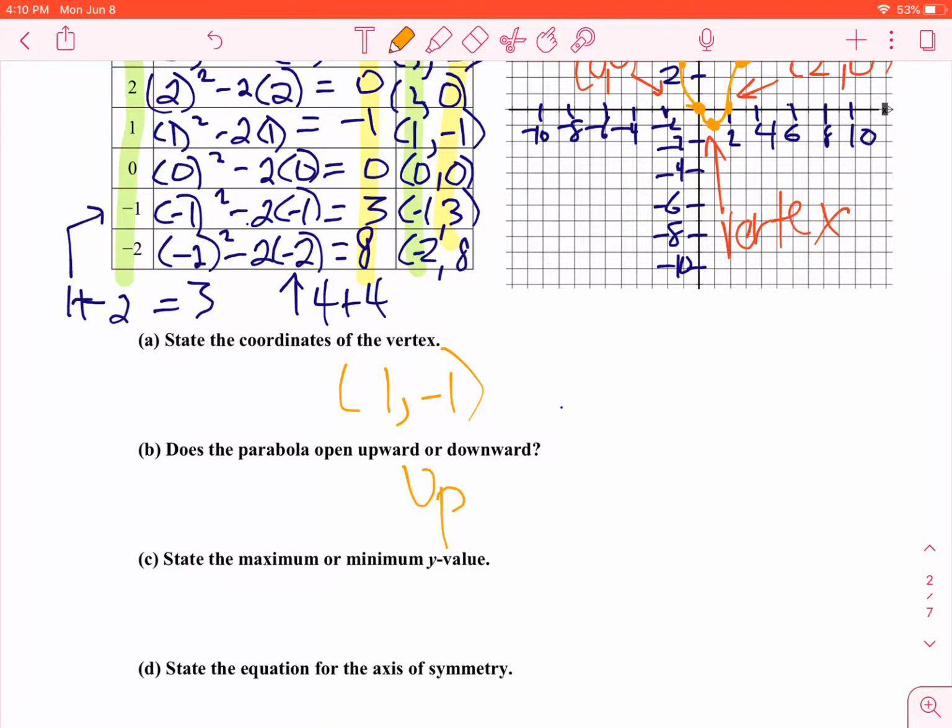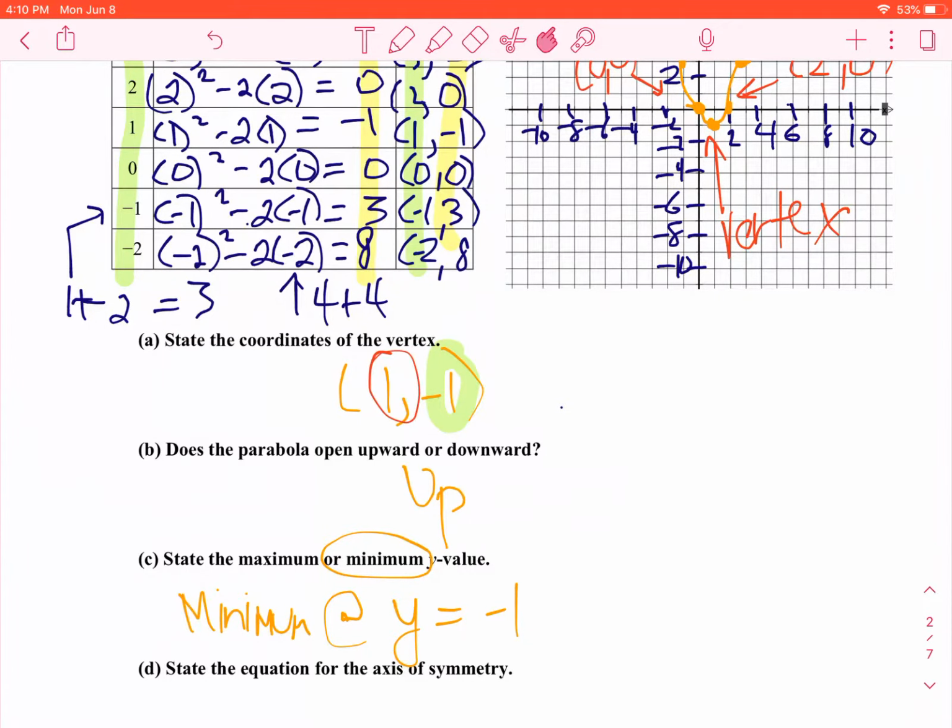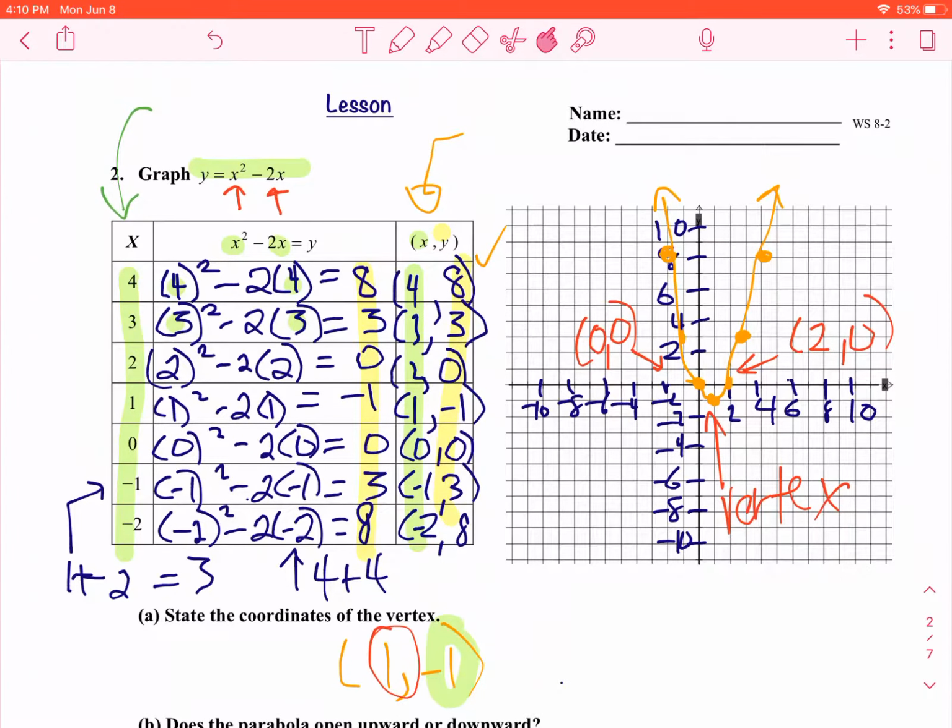State the max or min value. So because it opens up, it has a minimum, so a low point. And again, we got to use the y part of our vertex. So we say minimum at y equals negative 1. Your axis of symmetry, again, is the x part of your vertex. So where that dotted line would be if we were to draw it in. Ooh, that's not very good. Let's try that again.